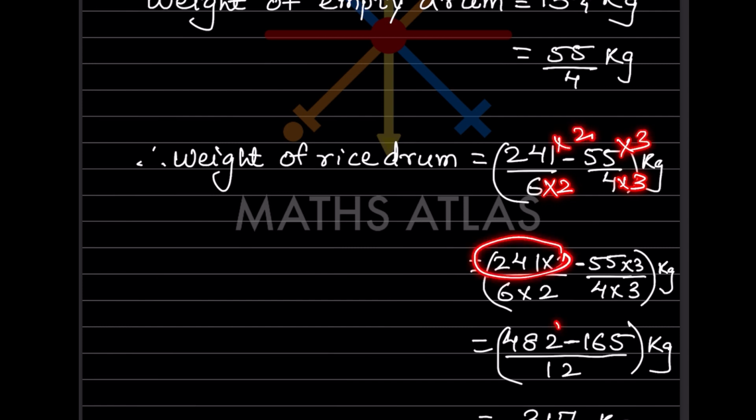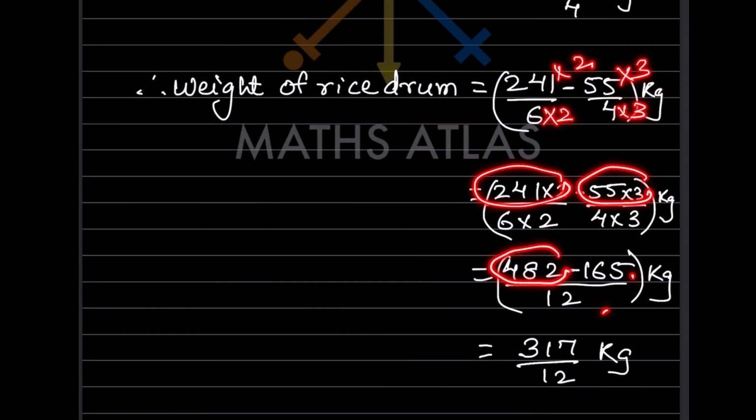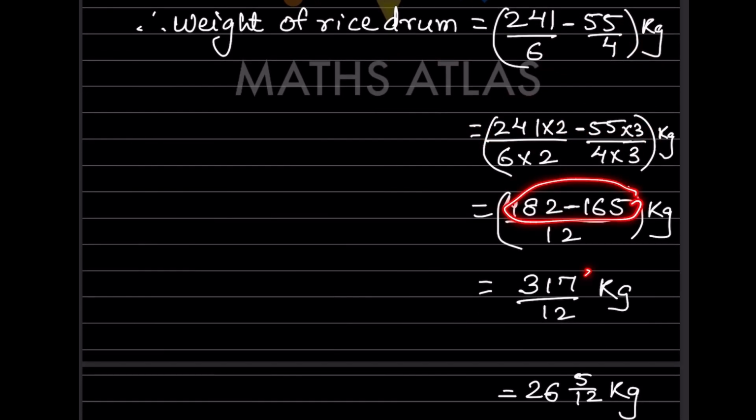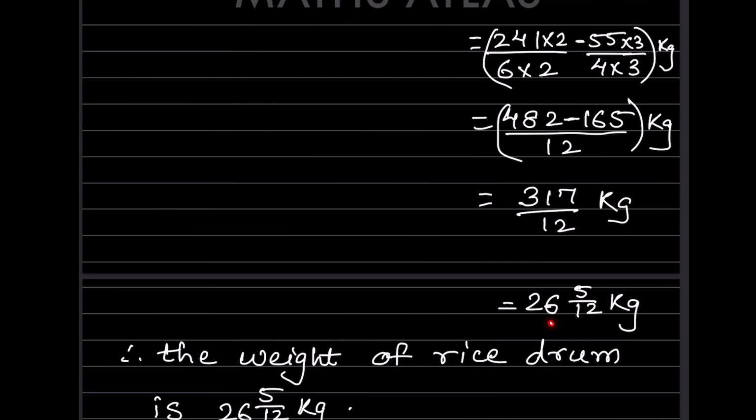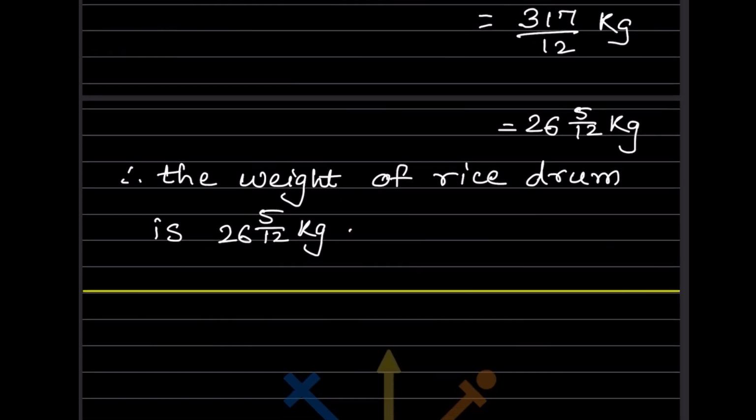So this is going to be 482, and this is going to be 165 by 12. So when you subtract this one, that will be 317 by 12 kilogram. And this is an improper fraction, you have to make it to a mixed fraction. So when you divide that, you get 26 integer 5 by 12 kilogram. So that is what we can write: the weight of the rice drum is 26 integers 5 by 12 kilogram.